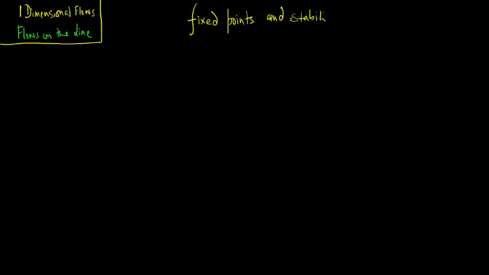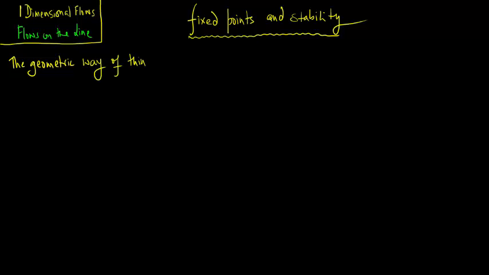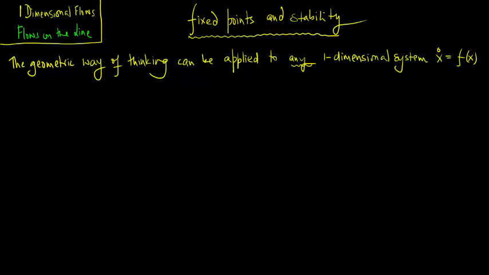Now welcome back to one-dimensional flows, where we are still dealing with flows on the line. The focus of this lecture will be on fixed points and stability. Now the geometric way of thinking can readily be applied to any one-dimensional system, x dot is equal to f of x.